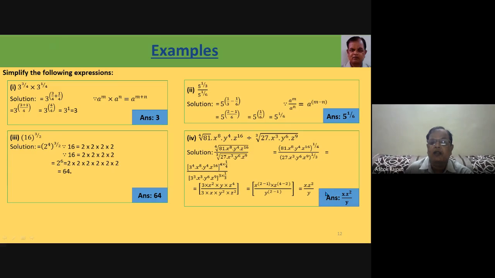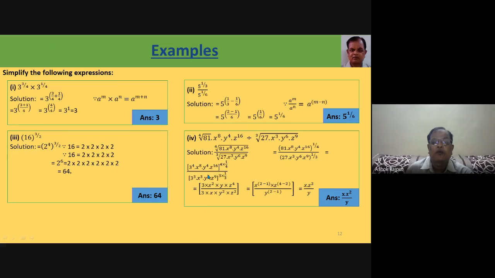and 1 by 3. Then we factorize the numbers: 81 is 3 raised to the power 4, and 27 is 3 raised to the power 3, and we take the power here, 1 by 4. 4 is cancelled, 3 is cancelled, so the problem is simplified. We can take common 4, but it is divisible by 4 also.